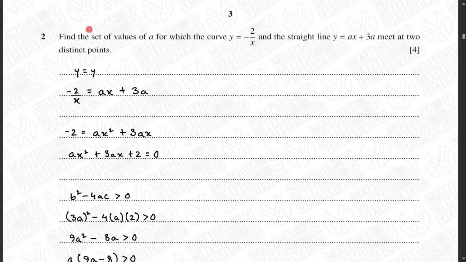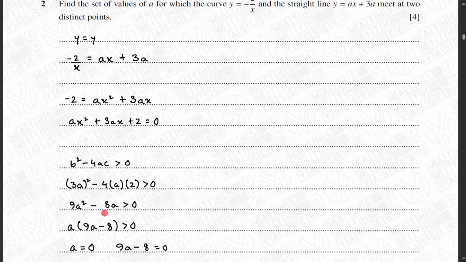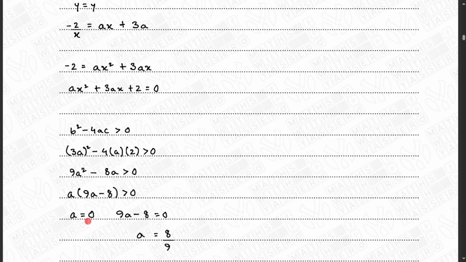Now, since we need to find the set of values of a for which they meet at two distinct points, that means the discriminant b square minus 4ac must be greater than 0. So for this equation, our a will be this a, b is 3a and c is +2. So b square minus 4ac will be 3a whole square minus 4a times 2, which gives us 9a square minus 8a greater than 0. If we take a common, we get a times 9a minus 8 within brackets. That means a is equal to 0 and a will be 8 over 9.